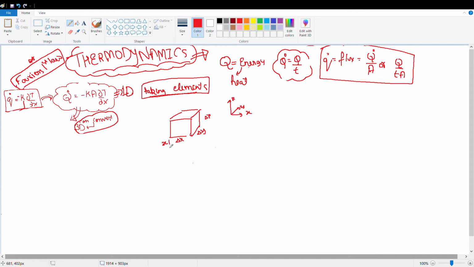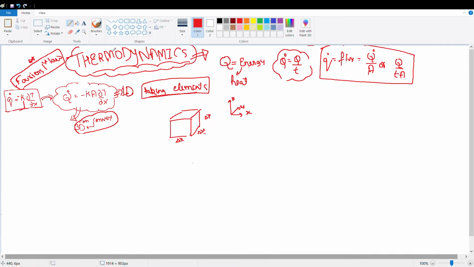So this point will be x, this point will be x plus delta x, and if this point is y, this point will be y plus delta y. If this point is z, this point will be z plus delta z. So we are going to use these notations in this. Let me just rub this because it will look clumsy.